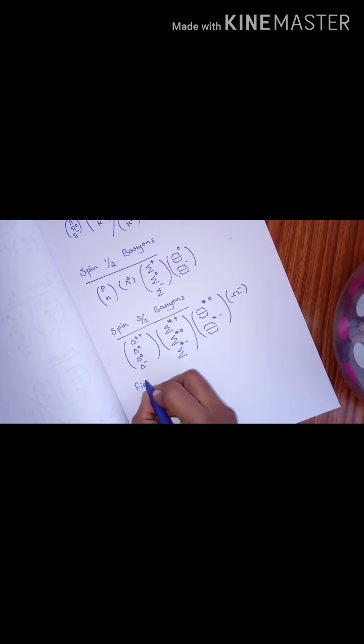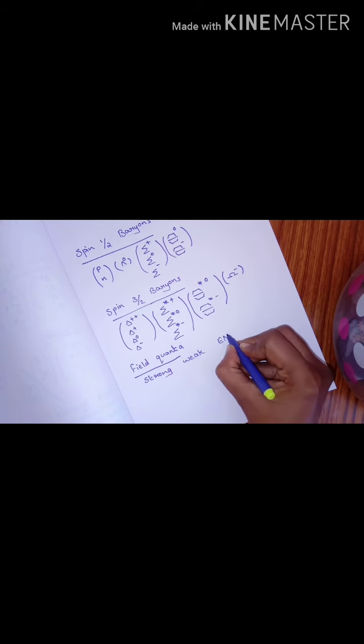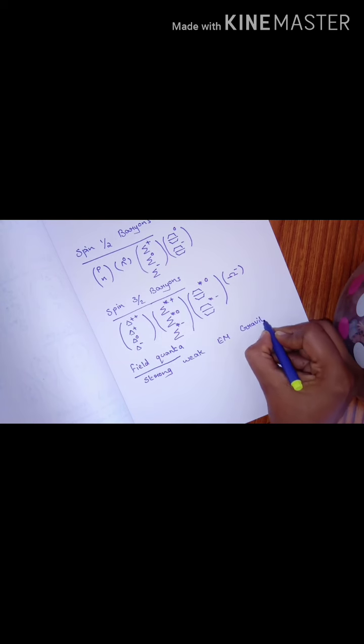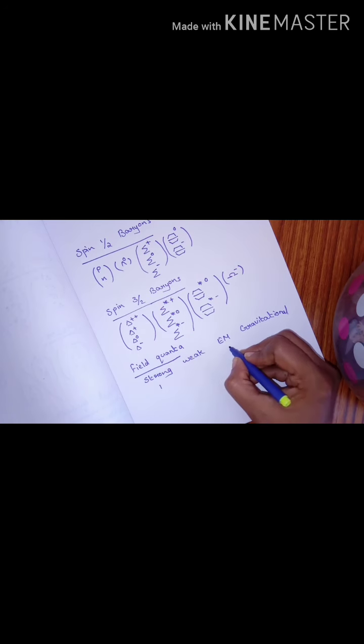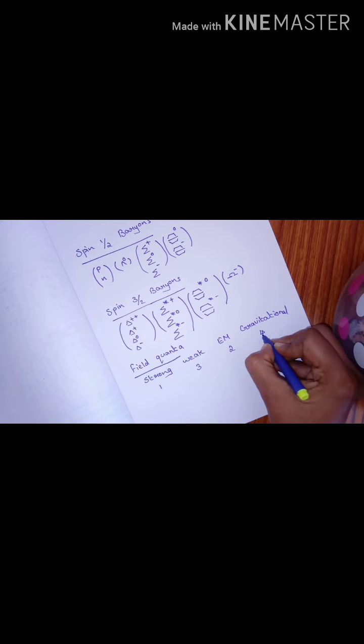Next topic is field quanta. In the starting, I said that particle physics is the physics which deals with matter and radiation and their interactions. There are four types of interactions: first one is strong, weak, electromagnetic interaction, and gravitational. Out of these, the strongest interaction is strong, followed by electromagnetic, then weak, then gravitational.